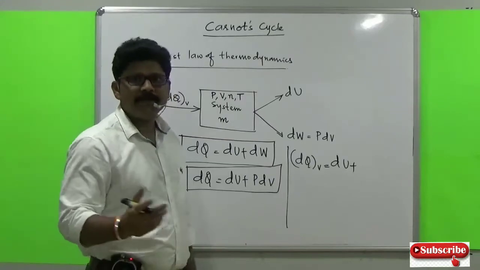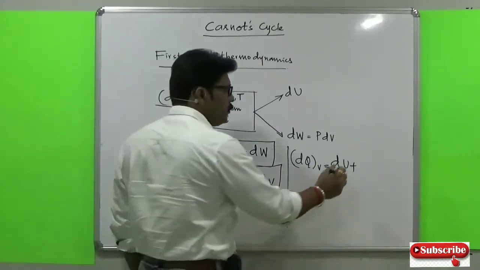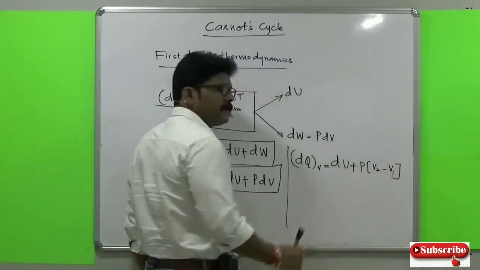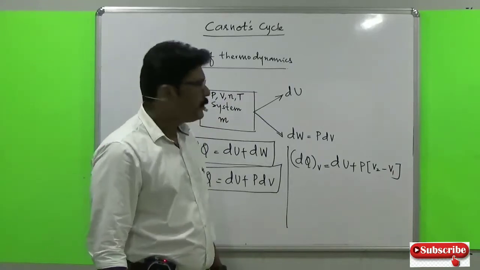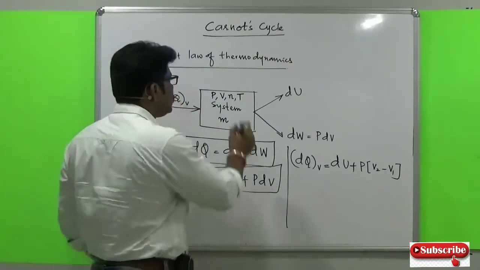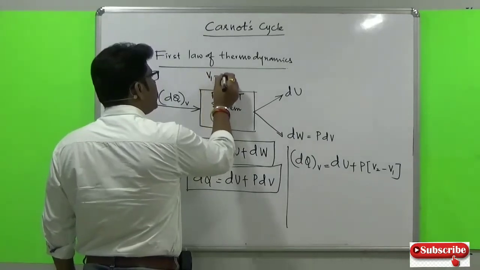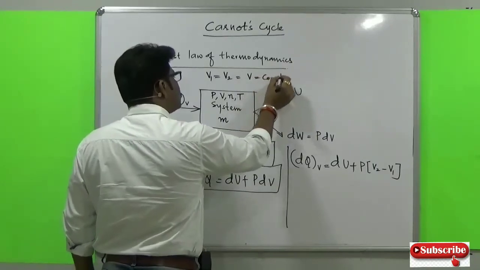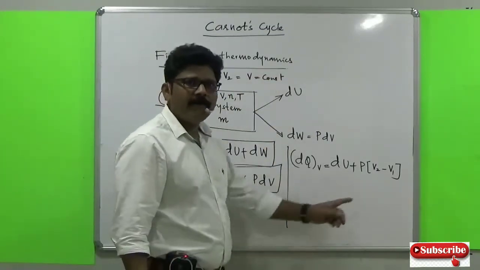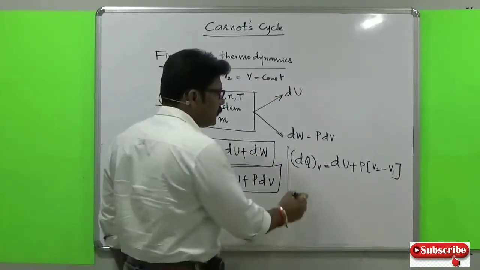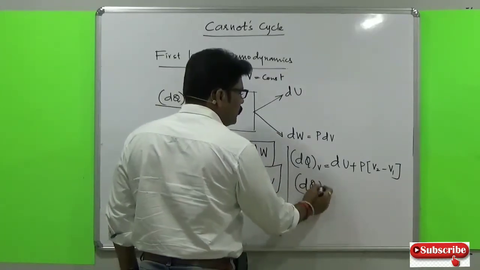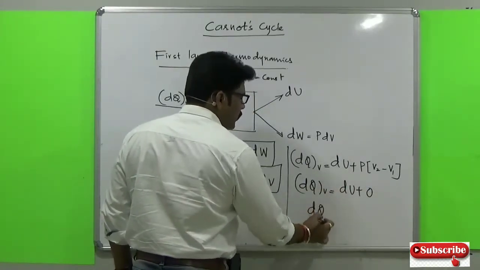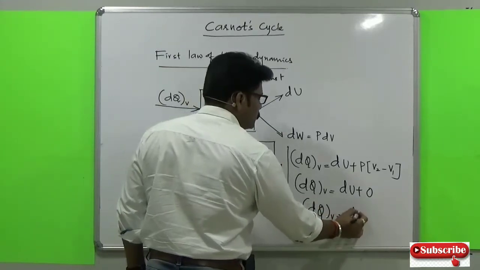What is dV? Change in volume. I can write P into change in volume as P into V2 minus V1, right? So initial and final, constant volume means V1 equals V2 equals V, which is nothing but constant. Now V1 and V2 are equal. Then dq at constant volume equals du plus 0. That means dq at constant volume is equal to du.